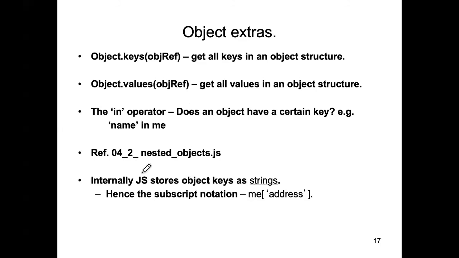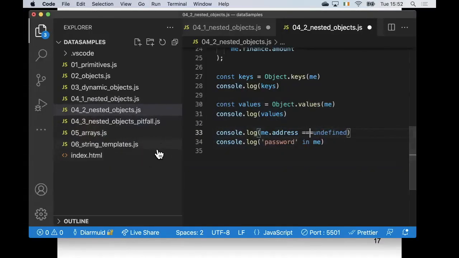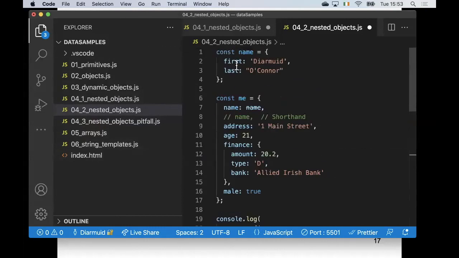Sorry, it's not actually important, but by the way, internally, how objects are stored in memory within the JavaScript runtime is that the keys are stored as strings. I'm declaring my object here with keys, but I'm not quoting them, and they're still going to be stored as strings internally.